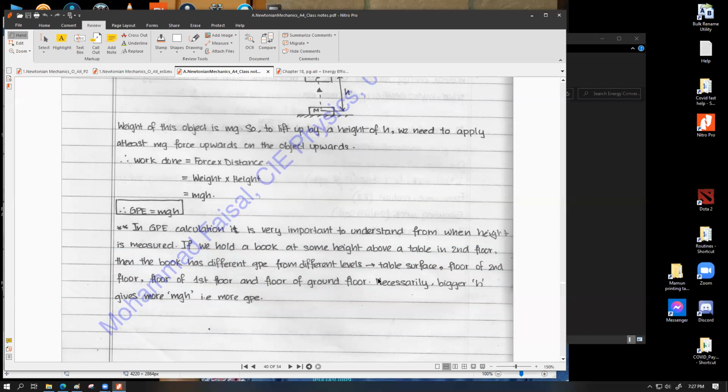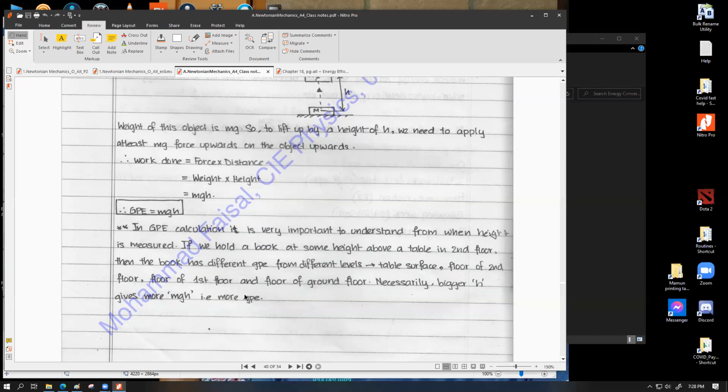For example, one level is given by the table surface. So the book, with respect to the table surface, will have some GP. Then the floor of the second floor. If you don't consider the table surface as your ground level, h equals 0. If you consider the floor of the second floor as your reference height, then with respect to that height, you're going to have some GP. Then you can have the floor of the first floor, the ground floor. So necessarily bigger h gives more mgh and more GP.